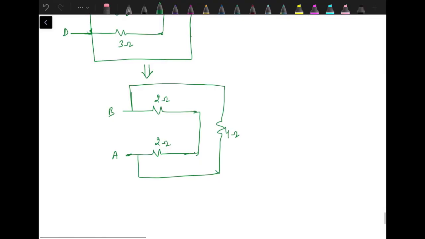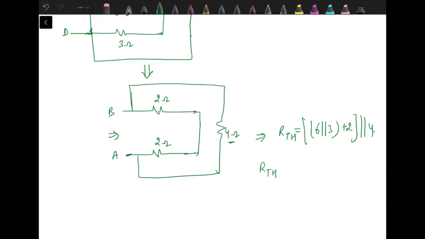Now it's very easy. 2 and 2 they are in series. It's in parallel with 4. So our equivalent RTH we can write as 6 in parallel with 3. Their resultant is in series with 2. And this is in parallel with 4. This is how we can write for RTH. So 4 in parallel with 4, obviously this will be 2 ohm.